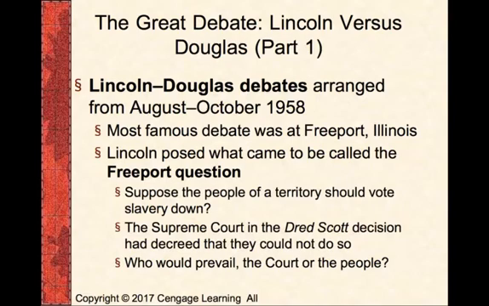Because of his oratory skill, he emerged in these so-called Lincoln-Douglas debates in the fall of 1858. His most famous debate was at Freeport, Illinois, where Lincoln poses what came to be called the Freeport question. Suppose the people of a territory should vote slavery down. The Supreme Court in the Dred Scott decision had decreed that they could not do so, so who would prevail, the court or the people?